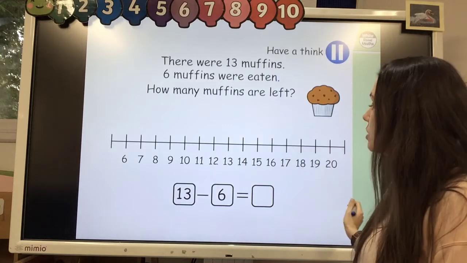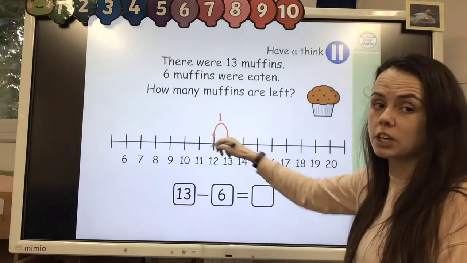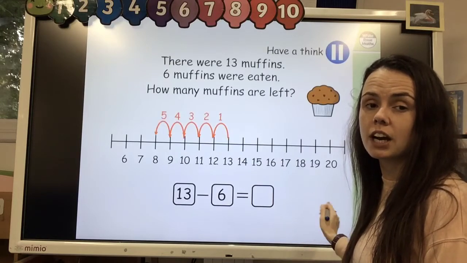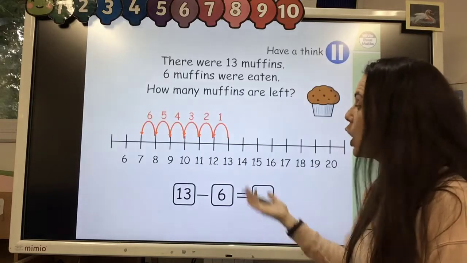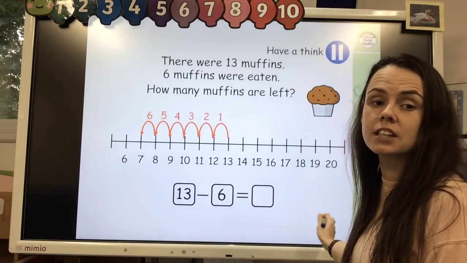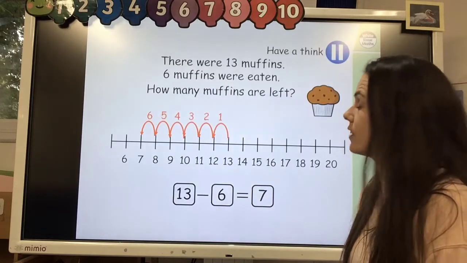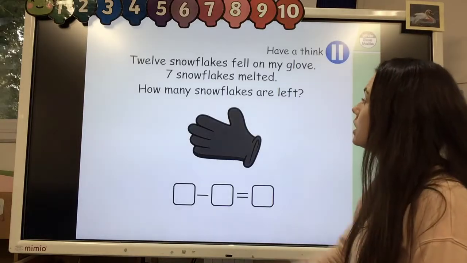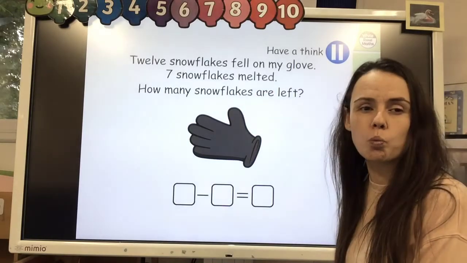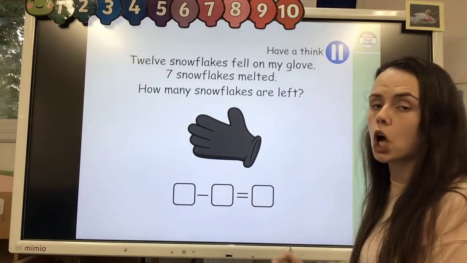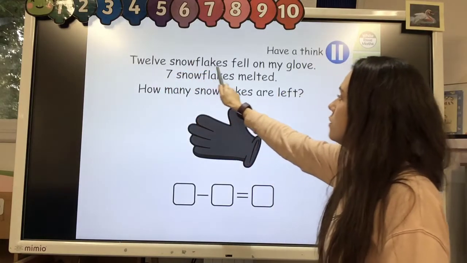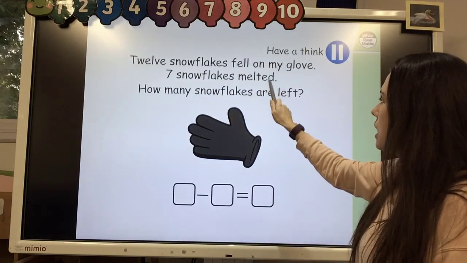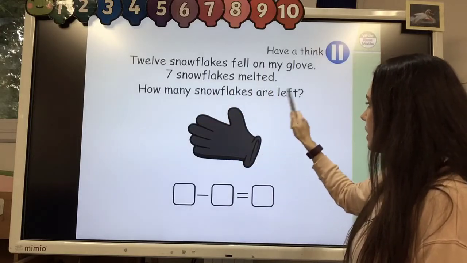Shall we have a look at our number track? So we find 13, we go 1 jump, 2 jumps, 3, 4, 5, 6. How many muffins have we got left? 7 muffins. Fantastic work. Let's try our next one. So, oh, this is a word. This isn't a number, this is a word. 12 snowflakes fell on my glove. 7 snowflakes melted. How many snowflakes are there?